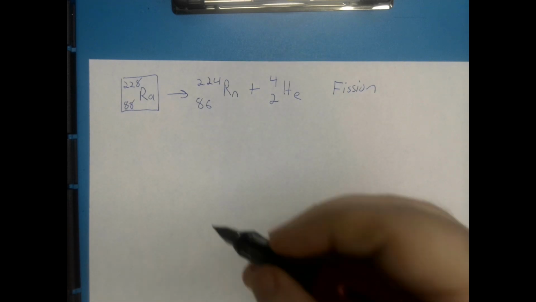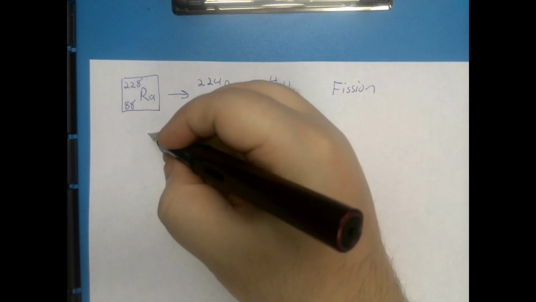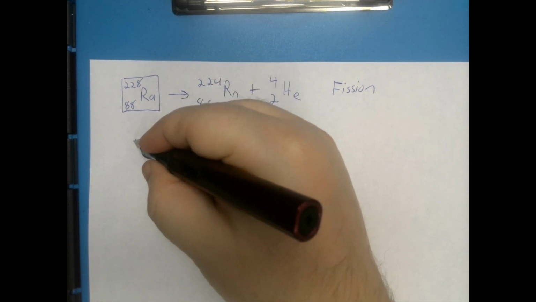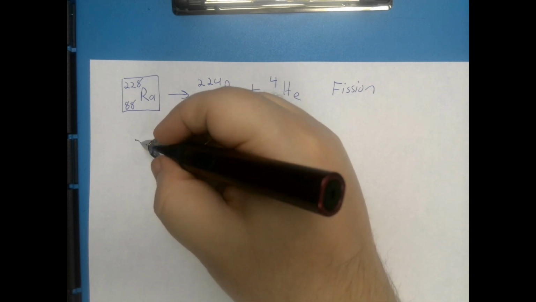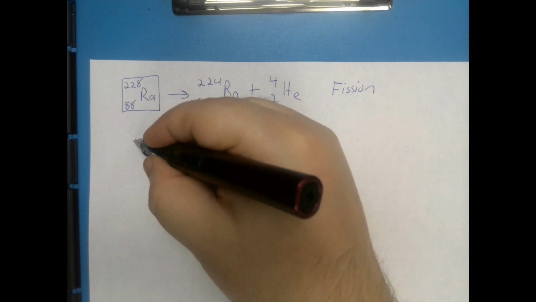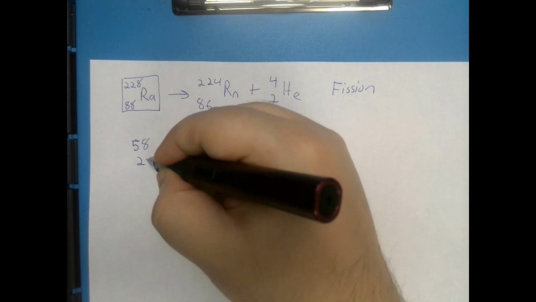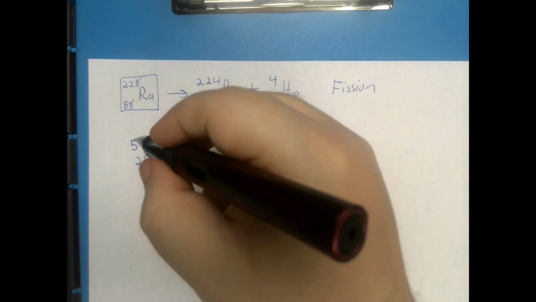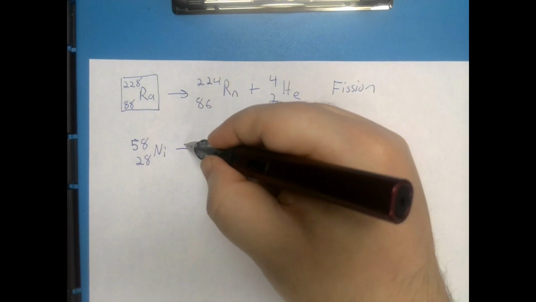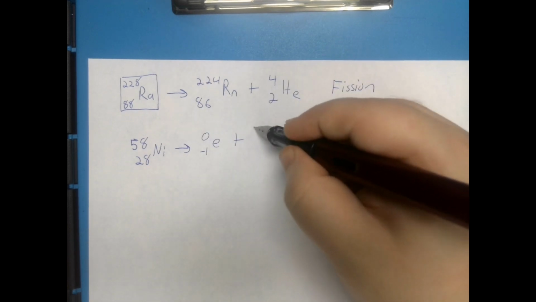We can have weird things happen too. So we can have a neutron become a proton. So let's do this example. We have 58, 28. So nickel 58, and this outputs an electron plus something else.